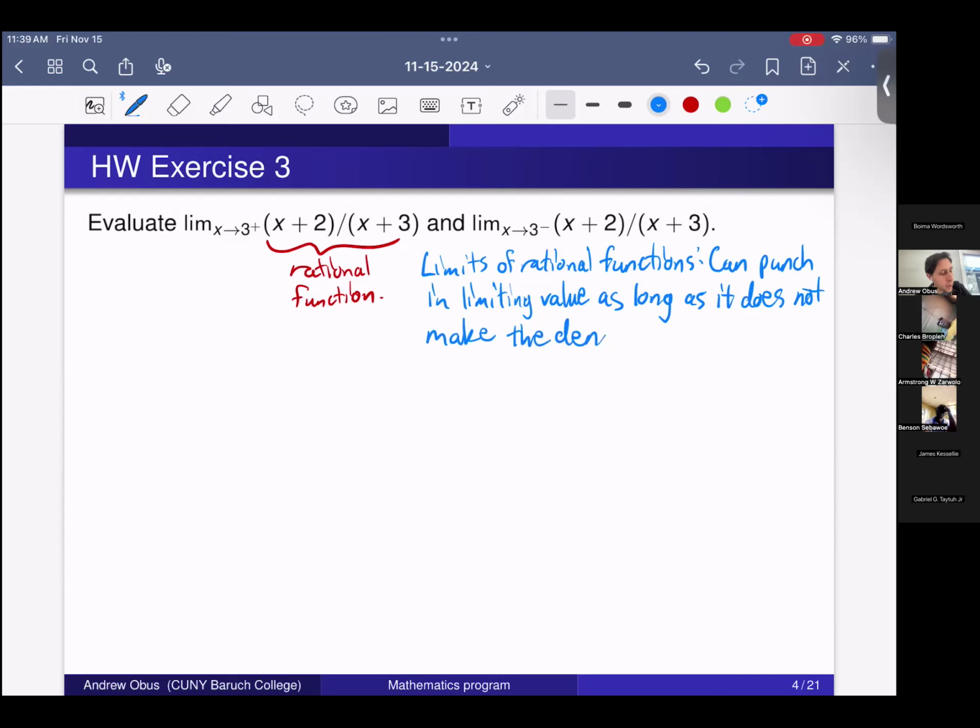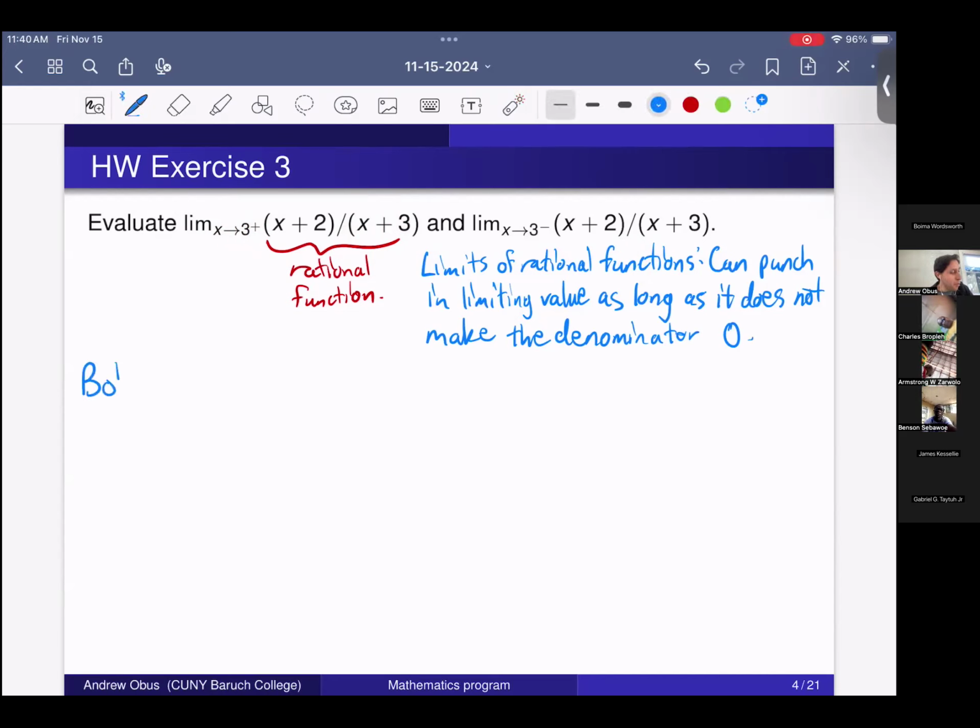So you can do this as long as it doesn't make the denominator 0. You can punch in the limiting value as long as it doesn't make the denominator 0. In this case, we're plugging in this limiting value 3, limiting value meaning where we're taking the limit. Does that make these denominators 0? No, right? Because it's 3 plus 3, which is 6.